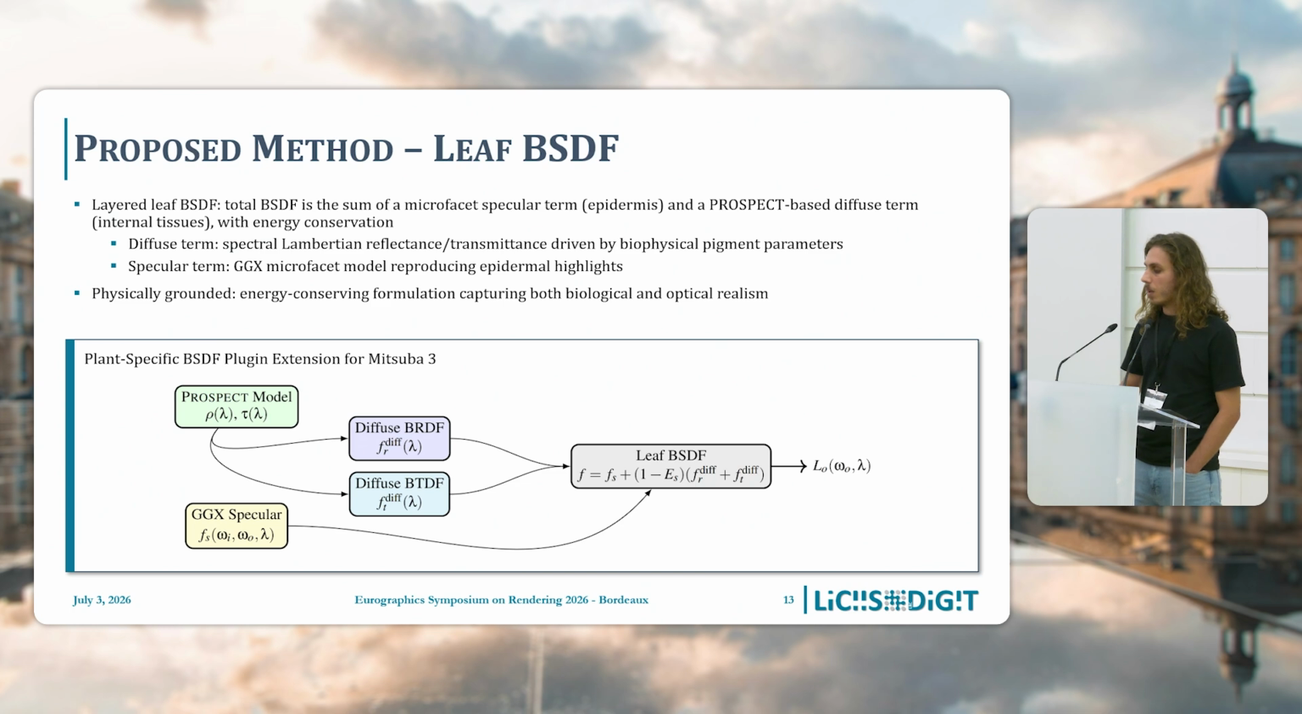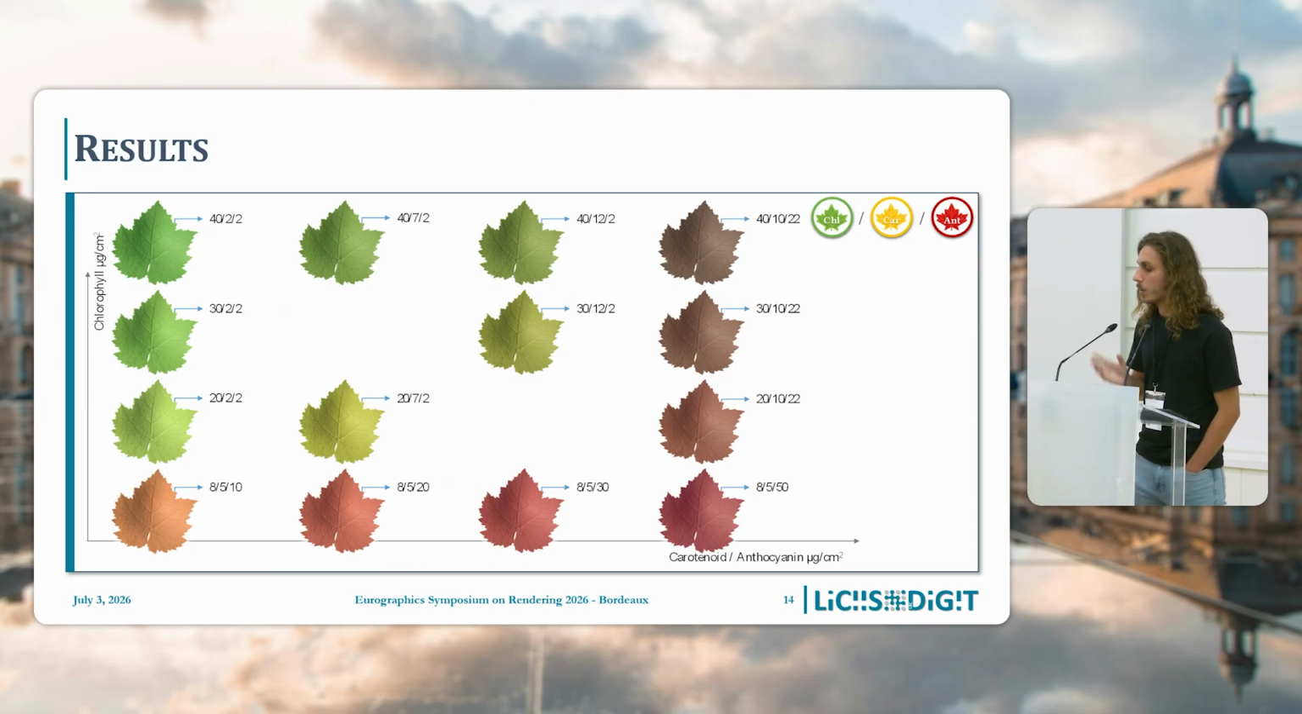And we propose a BSDF to make the rendering. This BSDF is proposed in two parts. A diffuse part, with a proposition based on the PROSPECT model, where we have spectral reflectance and transmittance driven by biophysical pigment parameters. And we have a specular term, a GGX microfacet model, to reproduce epidermal highlights. With all these contributions, we can compute different colors of the leaf based on biological inspirations.